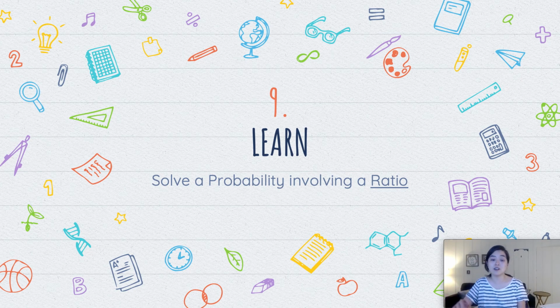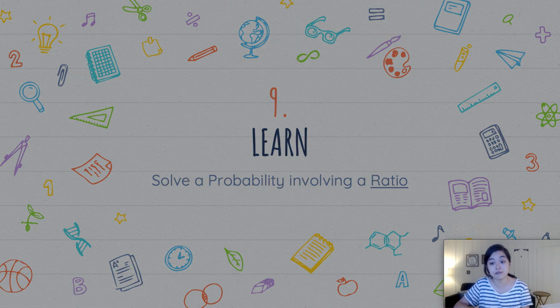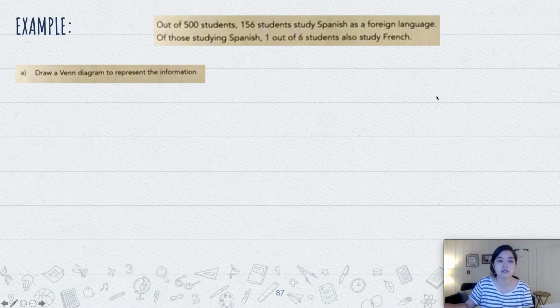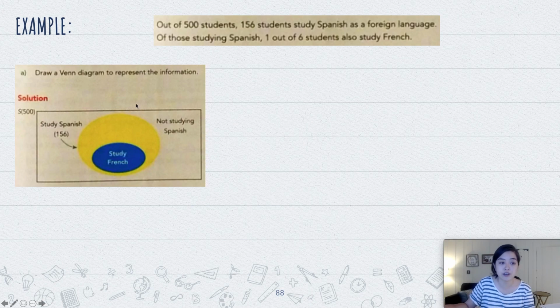All right, let's solve a probability involving a ratio. So look at this example. Out of 500 students, 156 students study Spanish as a foreign language. Of those studying Spanish, 1 out of 6 students also study French. Okay. So we're going to draw a Venn diagram to show this information, and here it is.